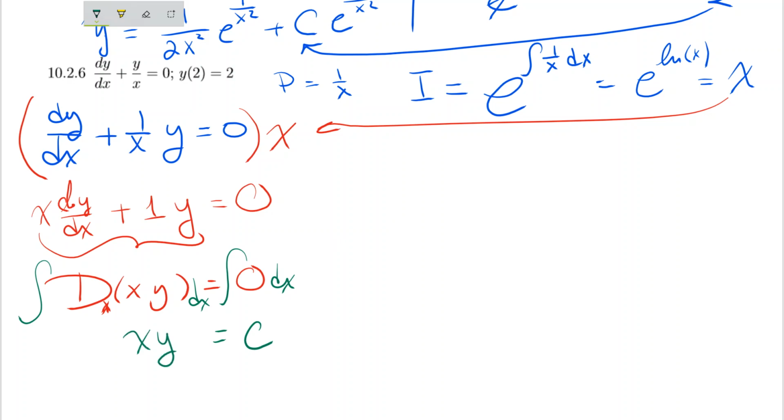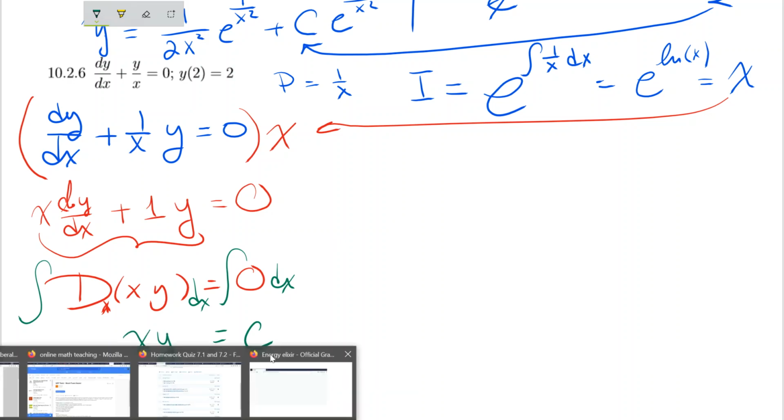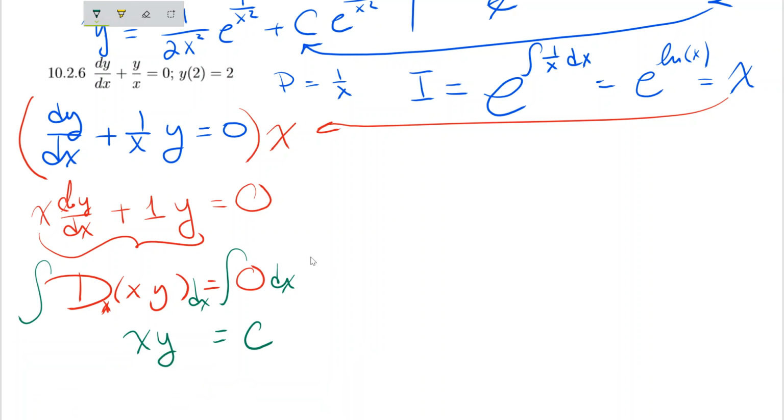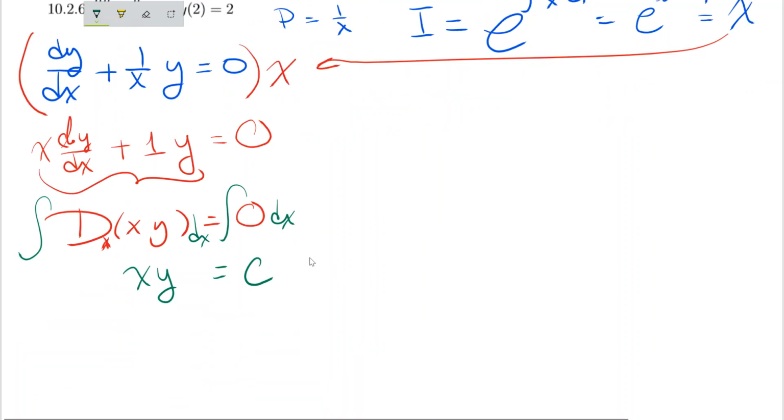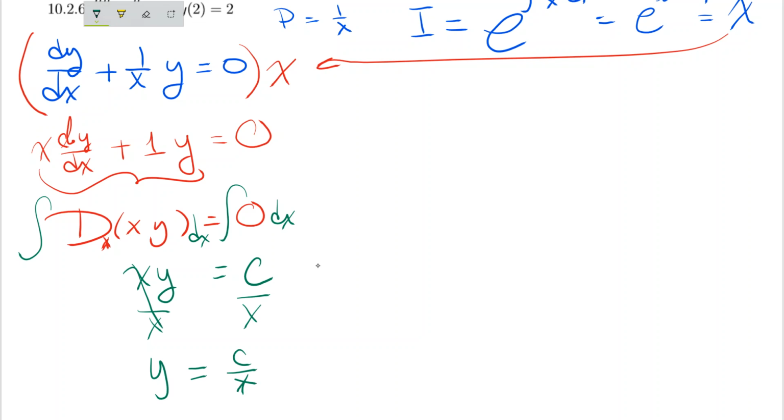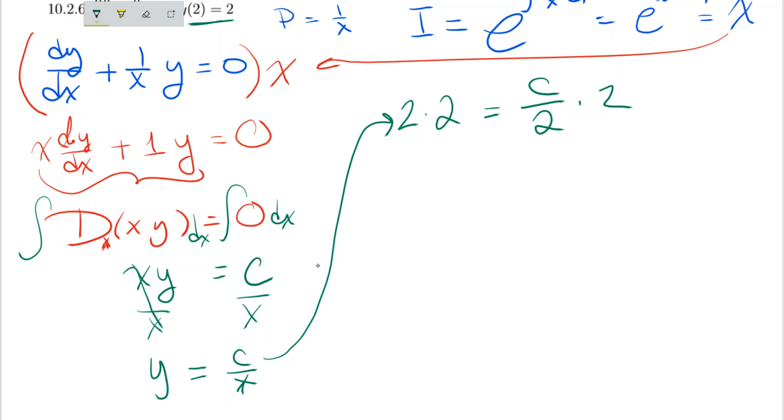That's weird. xy. Oh no, don't look at that. Energy elixir. I was playing some games and stuff. Oh, and then we just divide by x. This does not look as cute as I thought it would. y is c over x. Huh. Okay. And then y of 2 is 2, so that means when x is 2, y is 2. So 2 equals c over 2, times both sides by 2. You get that c is 4. Huh. y equals... I wonder if this one's separable.